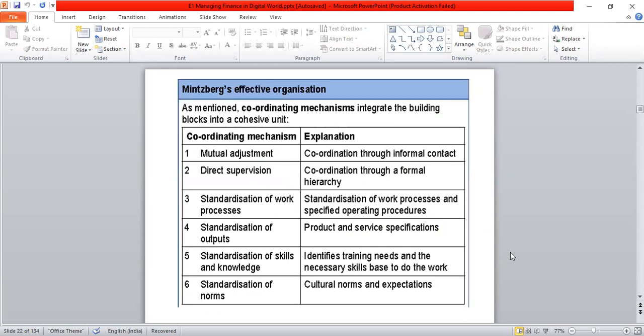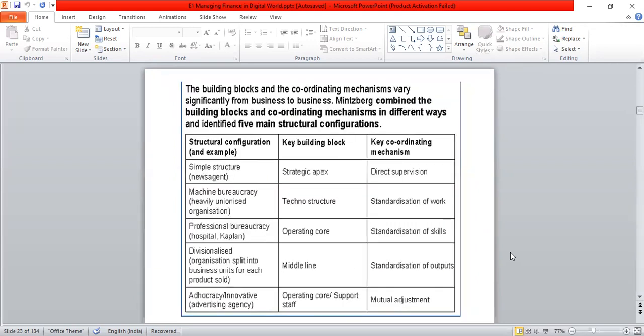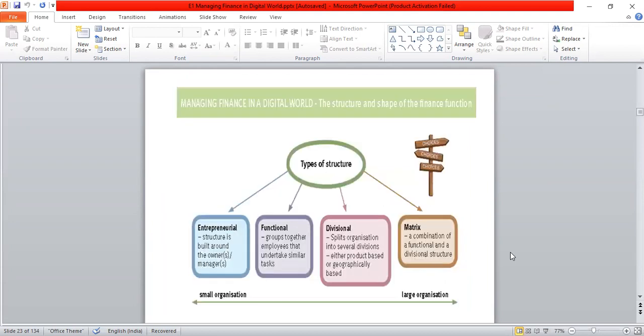Then, based on the organizational structure which was suggested and the coordinating mechanism, he clubbed these two things to mention the different types of organizational structure. So we see simple structure, machine bureaucracy, professional bureaucracy, divisionalized units, that is when the organization is split into smaller units, then adhocracy and innovative organization structures. Example given was advertising agency.